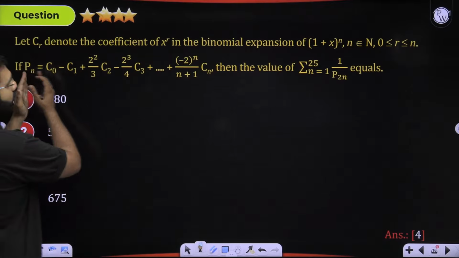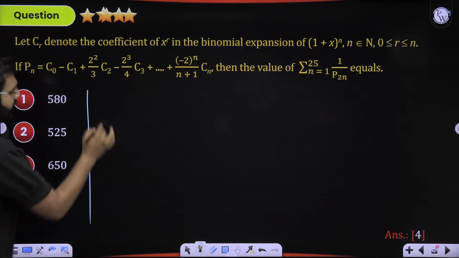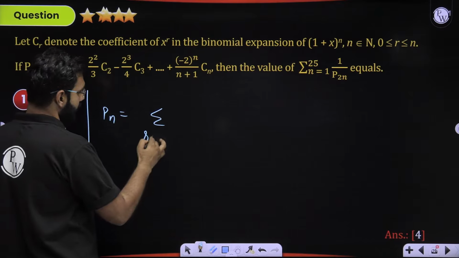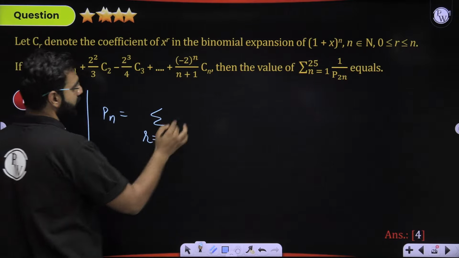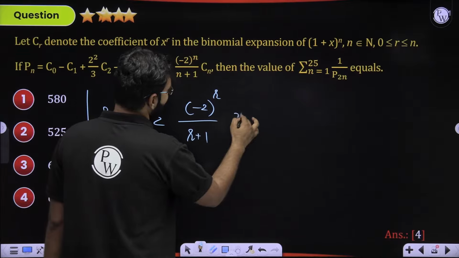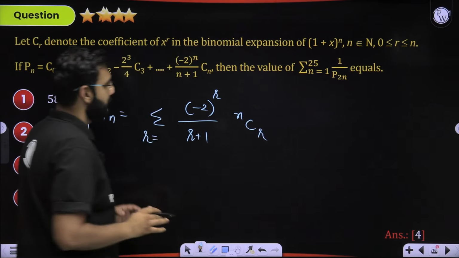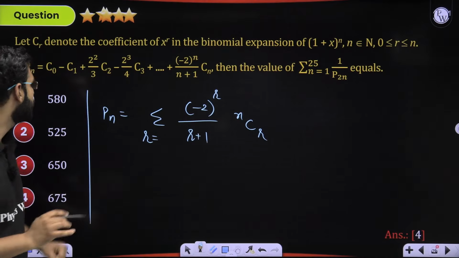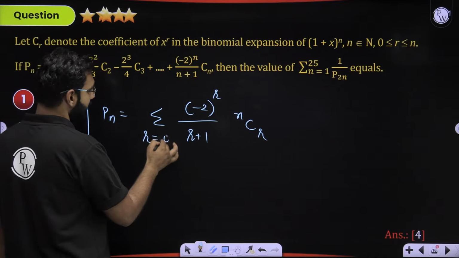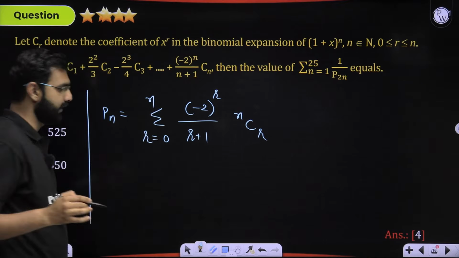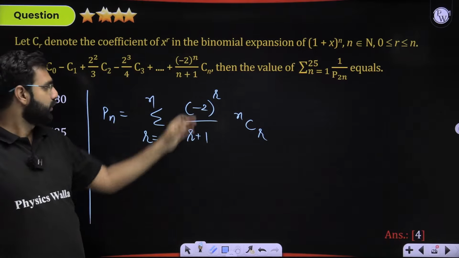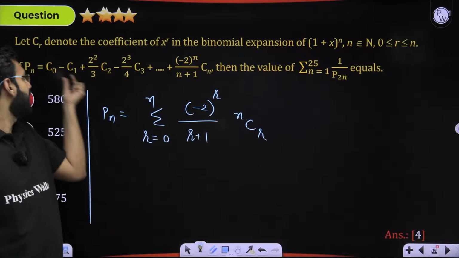This is given as Pn, right? Now, Pn is nothing but what? Can I write it as a generalized version, summation over r of minus 2 to the power r upon r plus 1 times nCr? Pay attention to this. Why am I saying so? Because if I begin with r as 0 and take it till n, then when r is 0, it will be minus 2 to the power 0, that is 1, and nC0, so that's your first term.